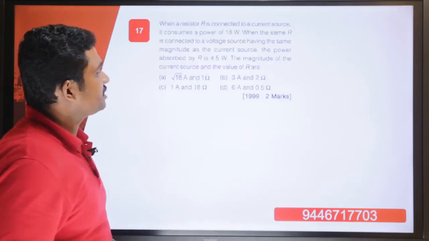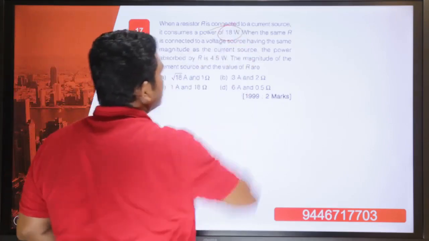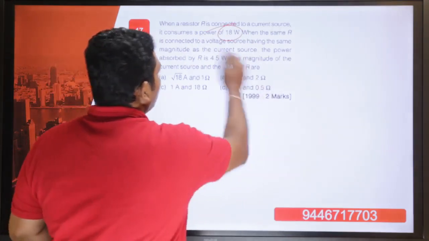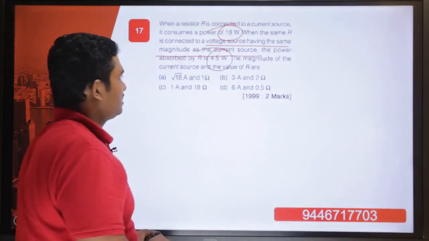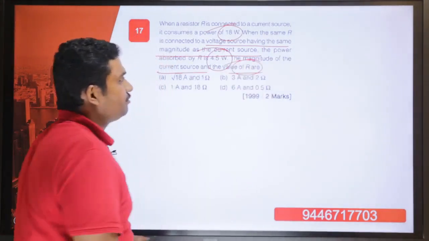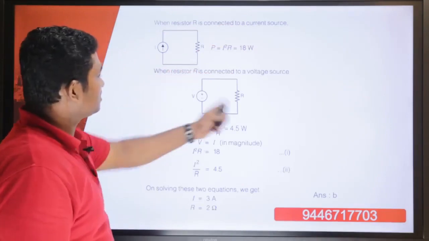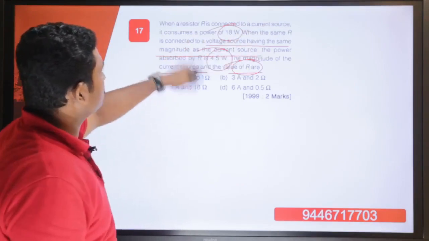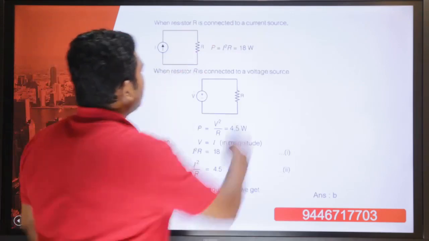Now moving into the next question, when a resistor R is connected to a current source, it consumes a power of 18 watts. When the same R is connected to a voltage source having the same magnitude as the current source, the power absorbed is 4.5 watts. Now the magnitude of the current source is to be found out, and you will have to find out the value of R also. So a resistor R is connected to a current source, and the same resistor R is connected to a voltage source.